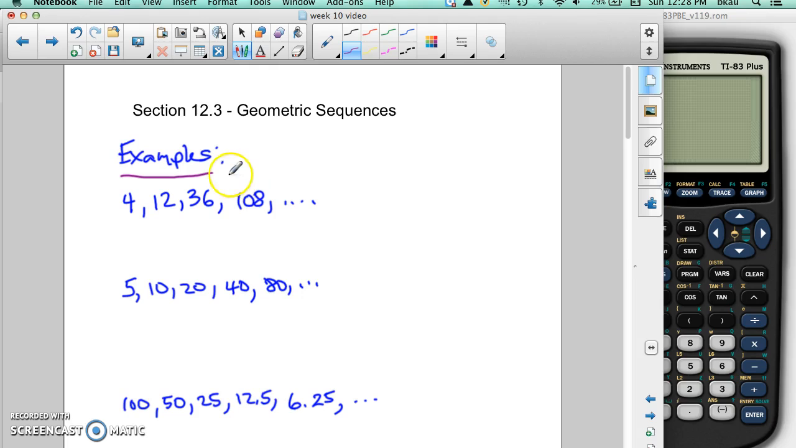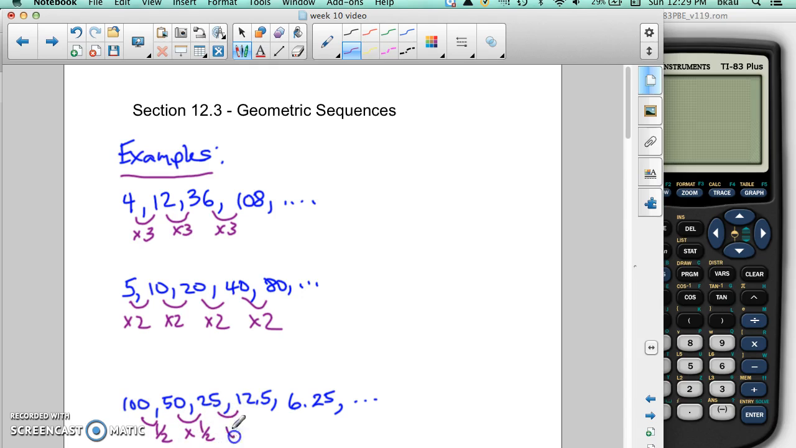Now, a common thing that you're looking for in a geometric sequence is a common multiple. These you multiply by 3 each time we move up to the next number. This one we're multiplying by 2 each time we move up to the next number. So it has a common multiple from one term to the next. This one we're multiplying by 1/2, or dividing by 2, but we're multiplying by a common number each time we move down the sequence. That number is called the ratio.